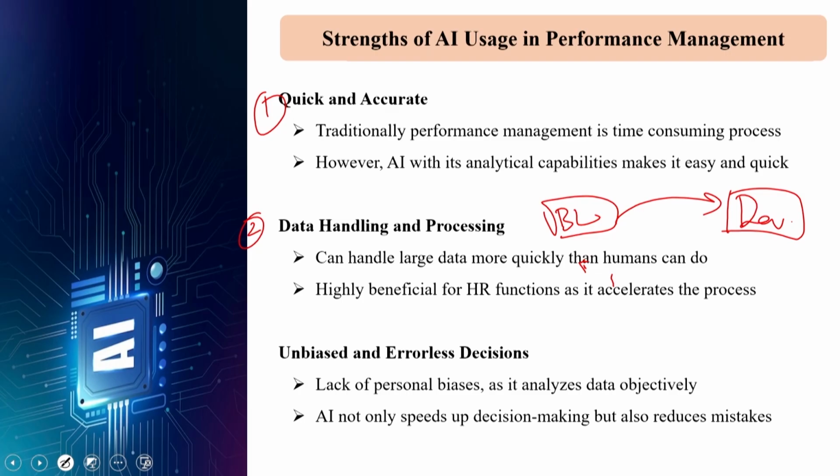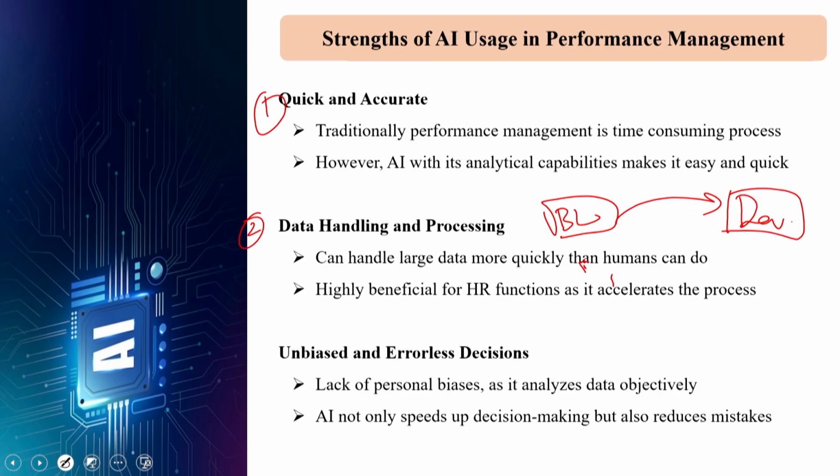When you look into unbiased and errorless decisions, we have to understand a significant advantage of AI is its lack of personal bias, which we already mentioned. So AI evaluates data and patterns objectively without any opinions that could affect the decision making. HR and line managers might actually sometimes let personal biases affect their HR duties. It has been observed. There are different case studies on that.